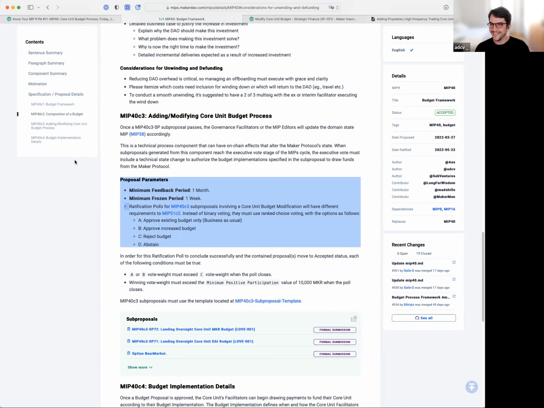But the idea is that at the moment of voting, you won't be constrained to a binary choice of accept an all-in increased budget or reject, which implicitly offboards a core unit and may not be the desired outcome. Here it allows governance to decide, look, this core unit is doing the right work, but I think the bear case they're showing is probably more relevant. So we're going to approve them, but just with the existing budget. And they should be able to fulfill the existing mandate with the existing or reduced budget.